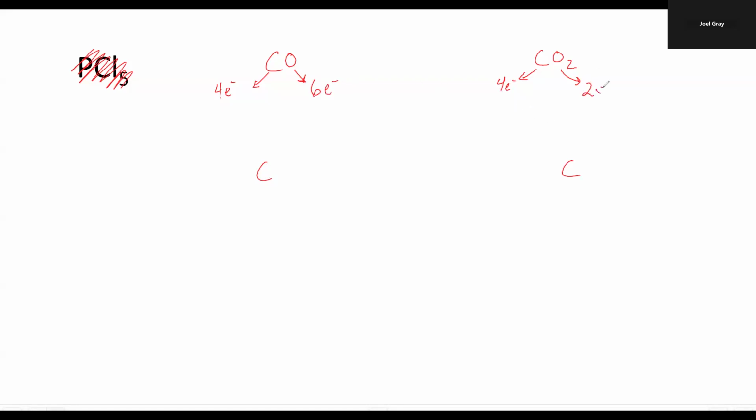So 2 times 6 here equals 12. So carbon dioxide, we've got 16 electrons to draw. And carbon monoxide, we've got 10 electrons to draw. Now, these 2 numbers are your total number of valence electrons.